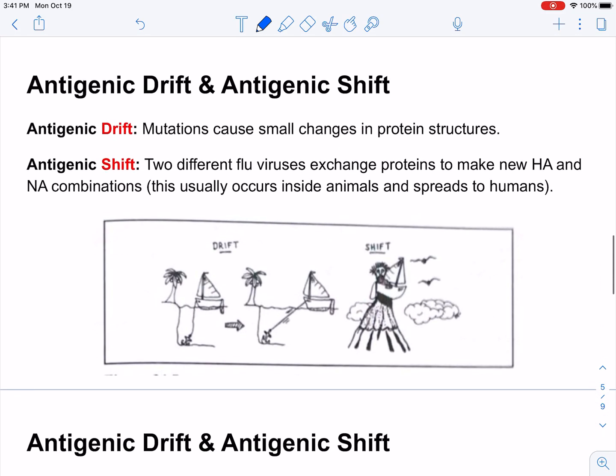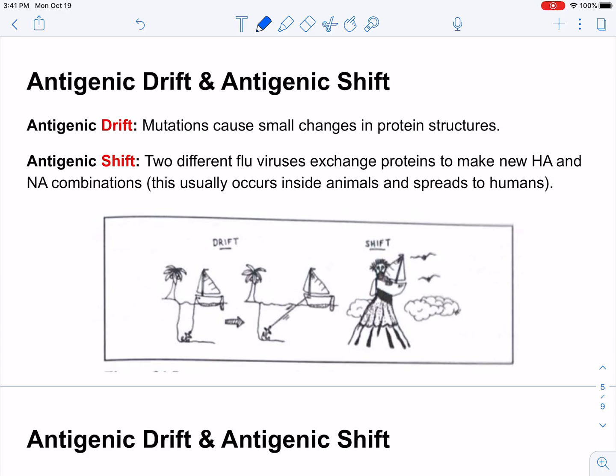This happens in 2 different ways. There's genetic drift, which is mutations that cause small changes in the protein structures. Your book has this interesting analogy of you're just repositioning things. It's a slight change, not a big deal. And then there's antigenic shift. That's the big one. And again, they picture it here as a giant change.